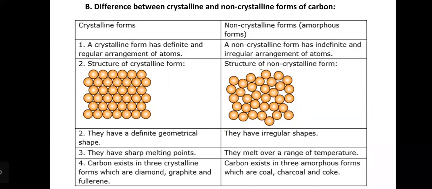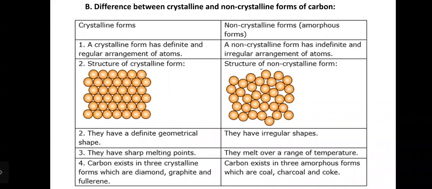The third difference, they have a definite geometrical shape. Crystalline forms, since they have a definite regular arrangement of atoms, also have a geometrical shape. But non-crystalline forms do not have a geometrical shape. They are irregular in shape.